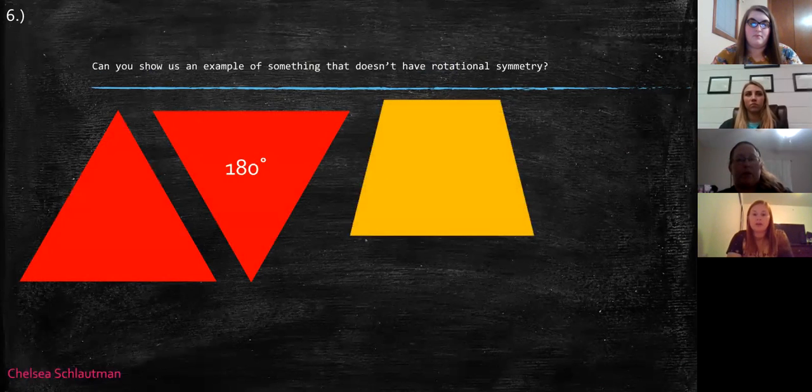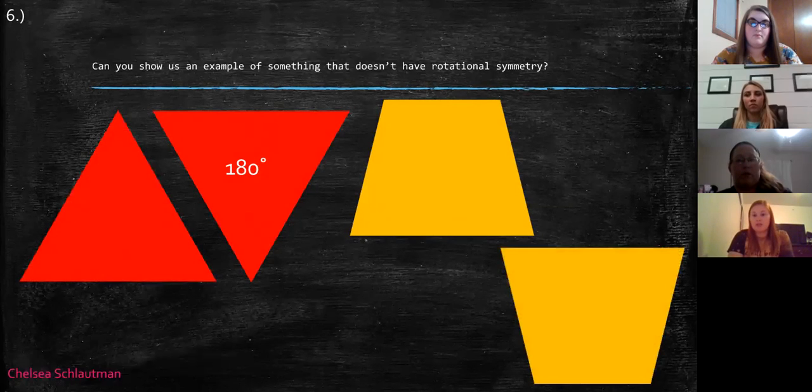And then we're going to look at the trapezoid here. If I were to rotate it, I'm sorry, 180 degrees, you can see that it also does not look the same as it had previously looked before the rotation. So if it has rotational symmetry, it's going to look the same whenever you rotate it, and if it does not, it will not look the same.